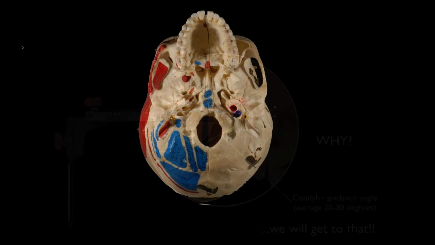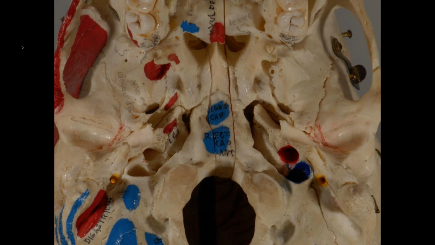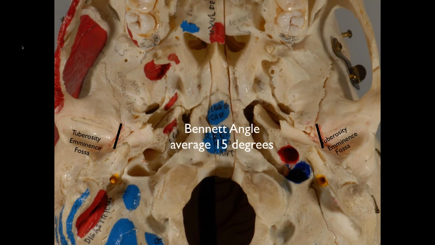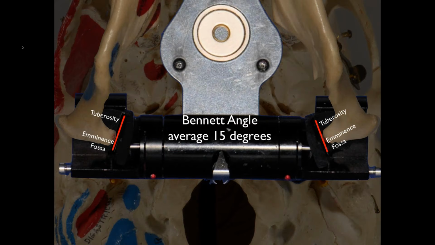Looking at the underside of the skull, we can see that these actual anatomical structures, the fossa, the eminence, and the tuberosity, are visible. And then the medial wall is at an angle, and that's called the Bennett angle. This has some important implications for the way the mandible functions relative to the maxilla. What I want to do is take a look at how these different angles and anatomical structures influence the way our teeth move relative to each other.